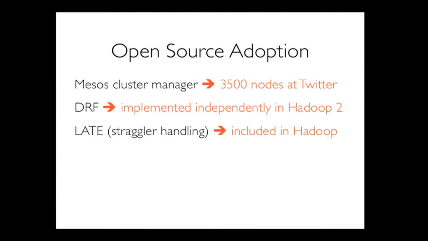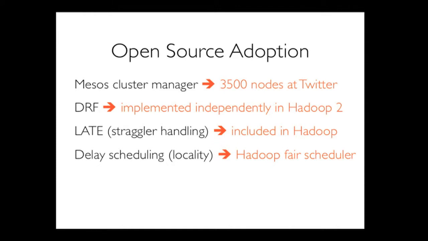An algorithm I worked on called LATE for dealing with stragglers is included in Hadoop MapReduce as well. And so is delay scheduling, which is an algorithm for data locality. And actually, the scheduler I built for that, the Hadoop Fair Scheduler, is one of the most widely used job schedulers for Hadoop today. It's been running at Facebook for the past 4 or so years.